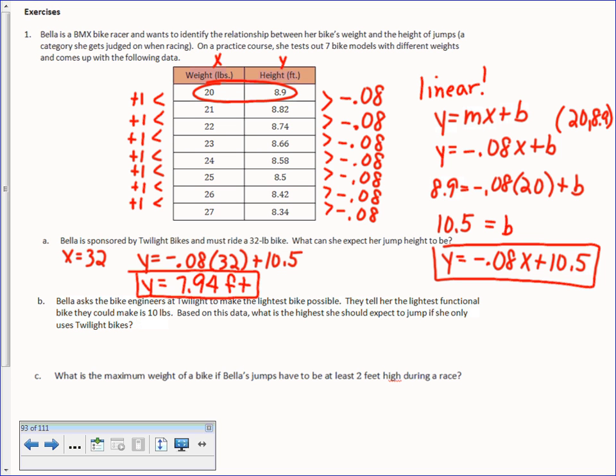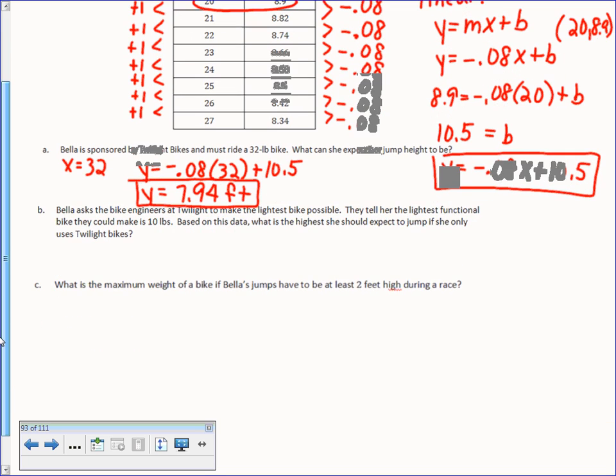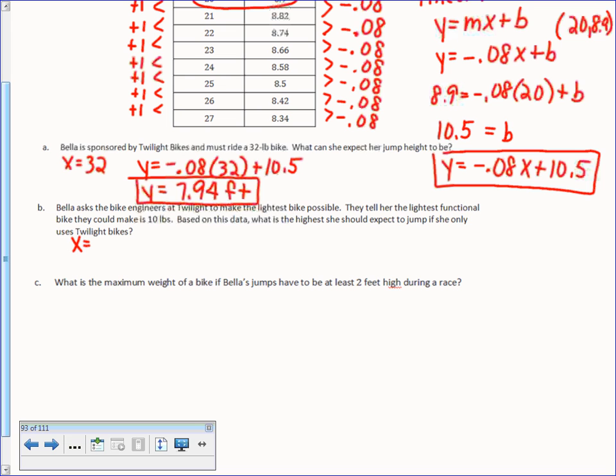Now she asks the engineers to make the lightest bicycle possible. They tell her they could make a 10-pound bicycle. So again, that is your weight. So now x is equal to 10. And I want to know now how high she is going to jump with this 10-pound bicycle. So you're going to substitute in 10 for x, and you're going to get y to equal 9.7 feet when you do that calculation.